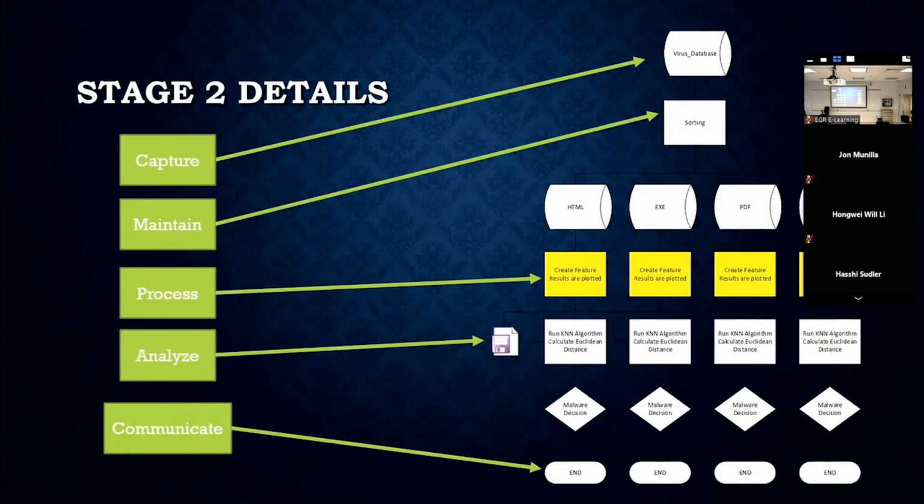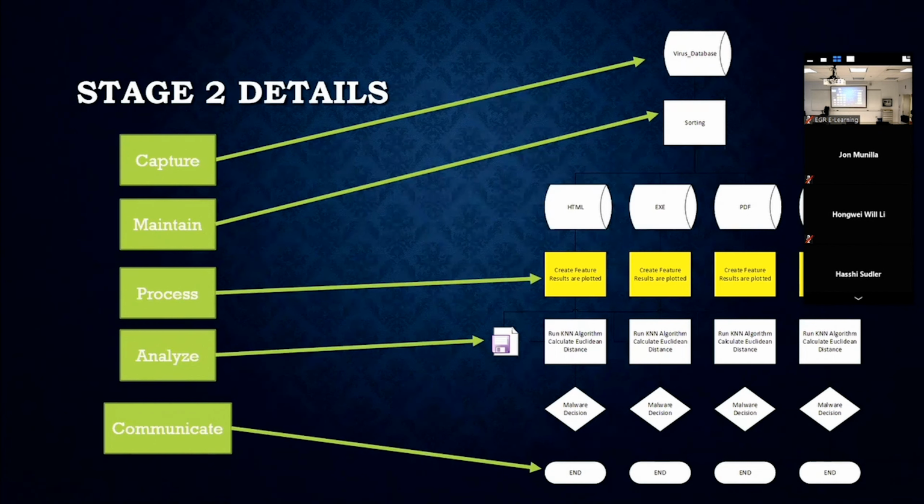Once you create the features, we move on to the next one, which is analyze. We're going to run the KNN algorithm and calculate the Euclidean distance based off of those features that we created. And then once you have those results, you're going to go into what's called the decision process. We're going to look at that and classify whether it's malicious or not. And then we obviously communicate the results with higher-ups.